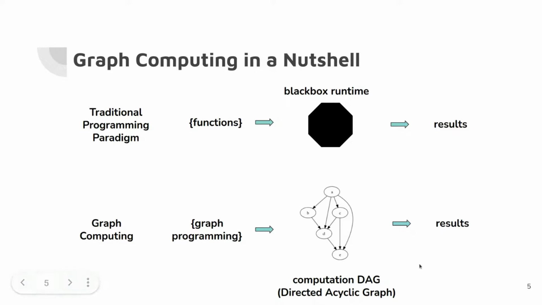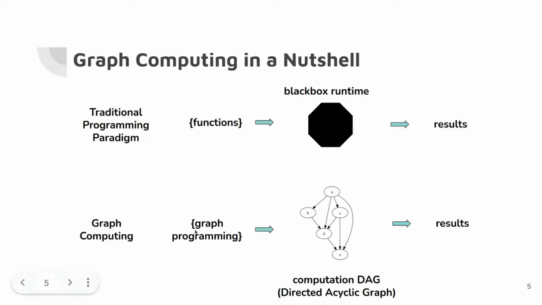In comparison, graph computing works in a different way. It starts with some kind of graph programming format or syntax. For example, some graph programming solutions use a drag and drop GUI to create these graphs. Most of them follow a certain API to create graphs.